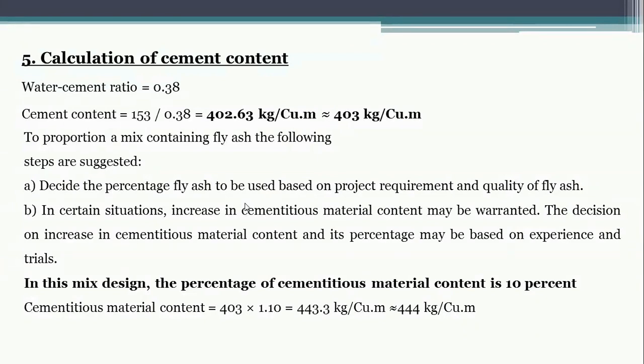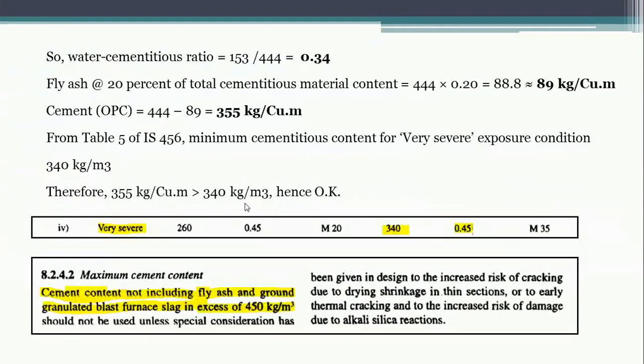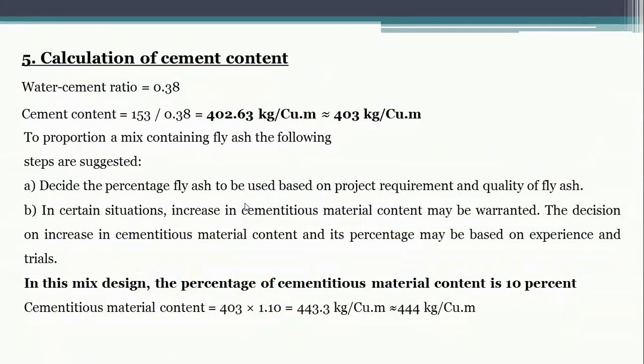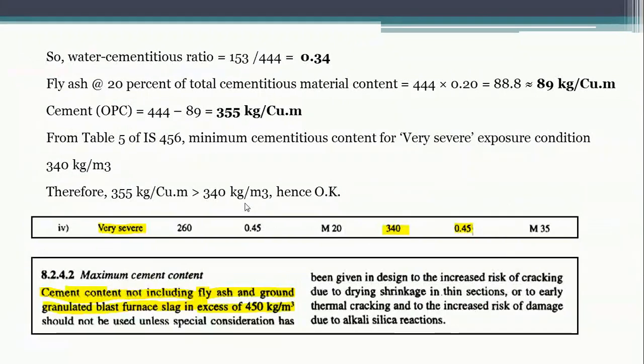If you are using GGBS, then not required. Only when you are using fly ash or silica fume, then you can increase the percentage of cementitious content by 10% as per the codal provision. So 403 into 1.10, you will get 444 kg per meter cube. So now you have increased the percentage of cementitious content. Instead of 403, now it is 444.